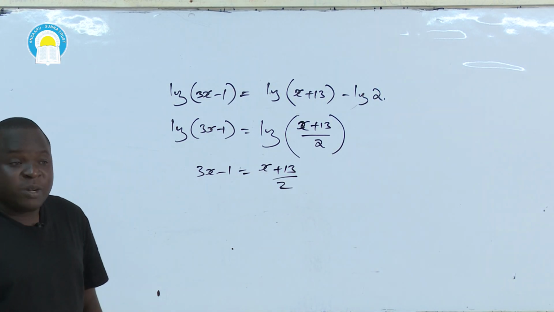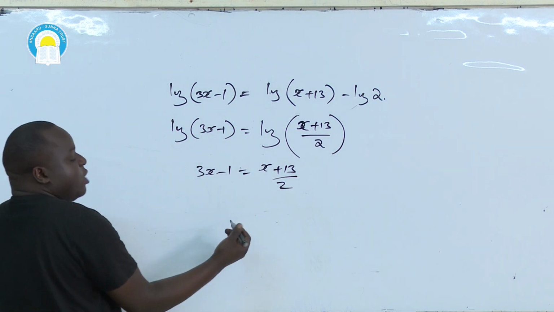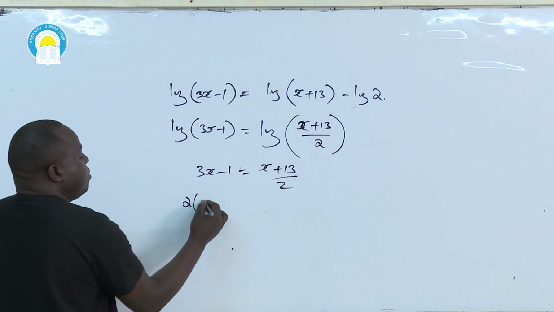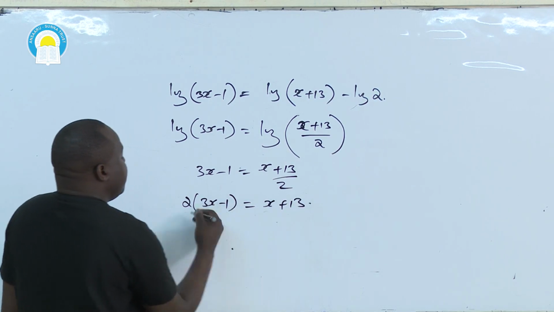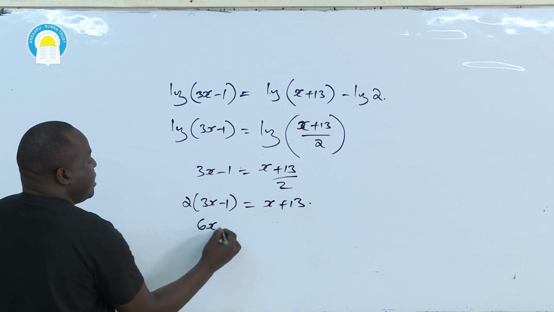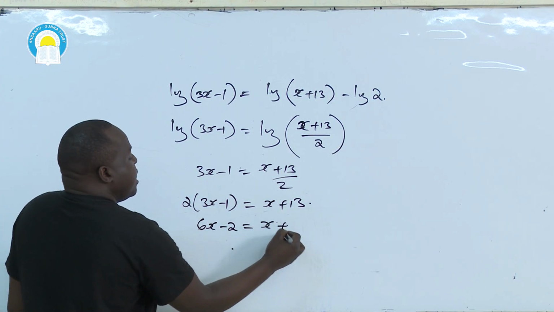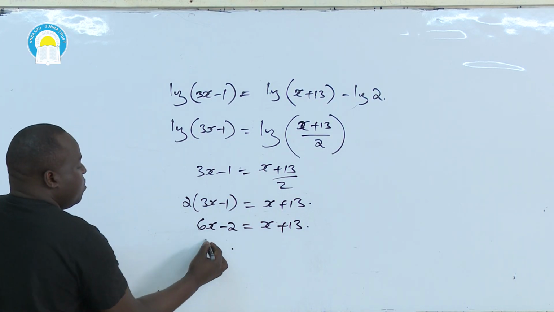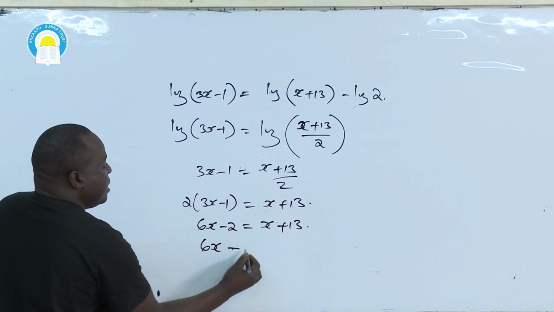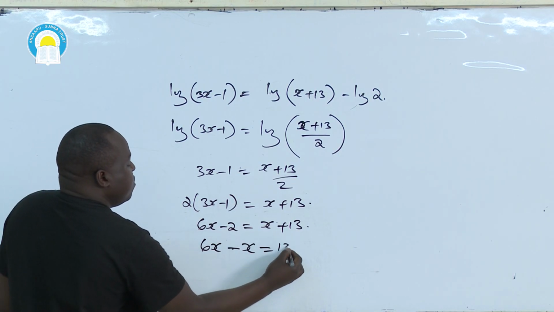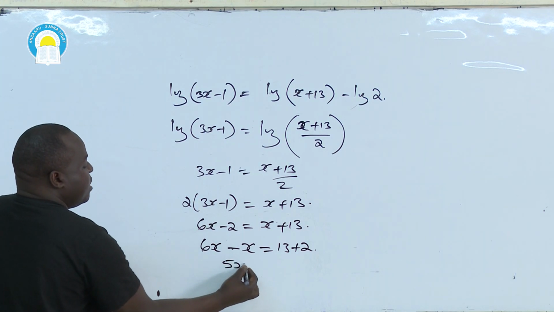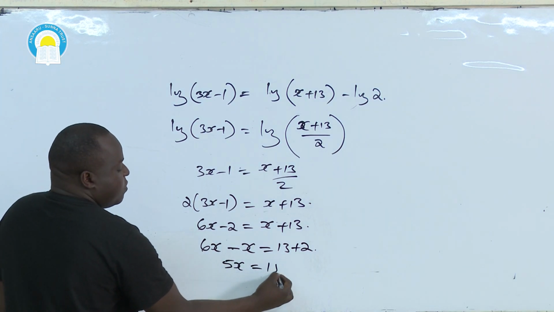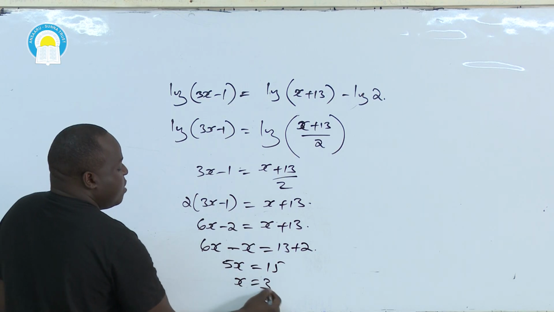This is a normal algebraic equation, so solve it to get 2 times (3x minus 1) equals x plus 13. So this should be 6x minus 2 equals x plus 13, which, collecting like terms, is 6x minus x equals 13 plus 2. 6x minus x is 5x, equals 15. So the value of x should be 3.